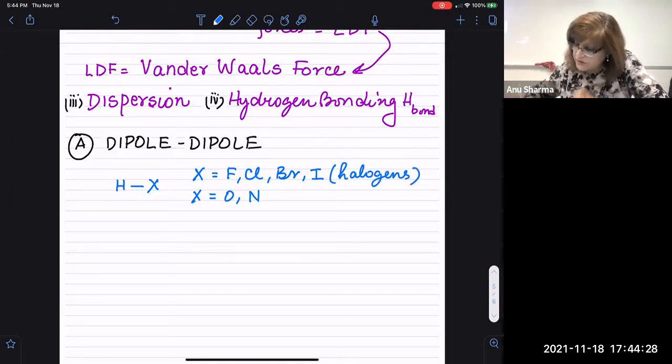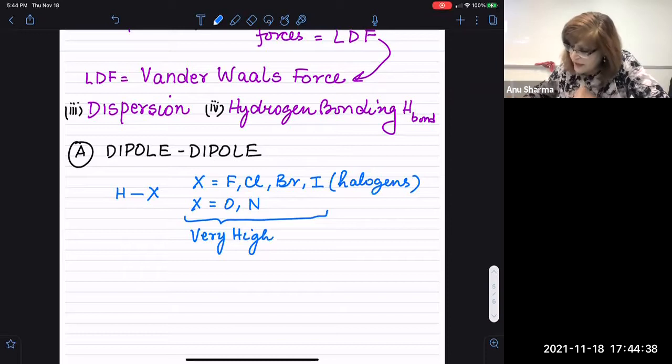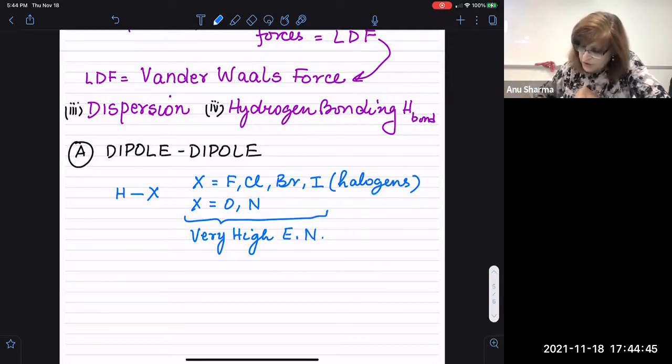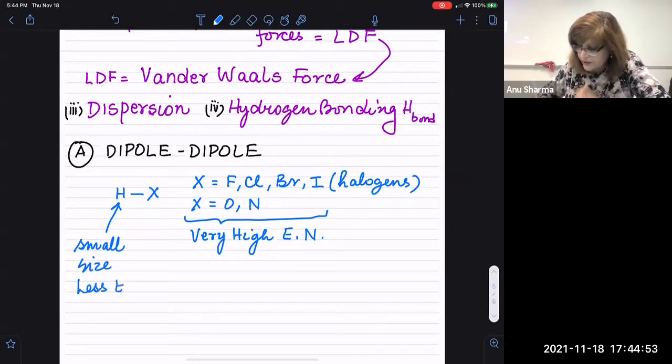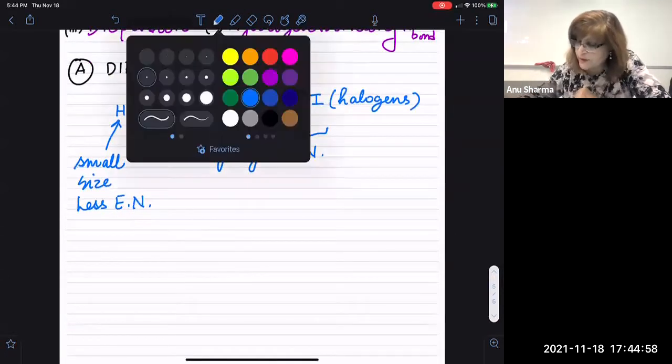Why? Because these guys have very high electronegativities in comparison to hydrogen. Now, what's the deal with hydrogen? Hydrogen has a very small size. So small size and less electronegative. So that's one thing. So what happens with that? So this is what happens.